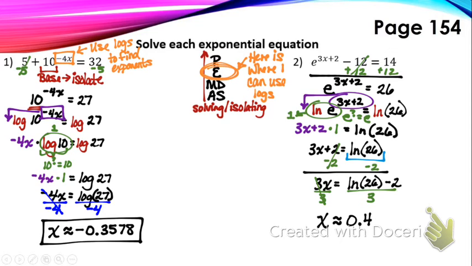I got 0.419, absolutely. So natural log of 26, hit enter. Then minus 2, hit enter. Then divide by 3. Yes, sir.